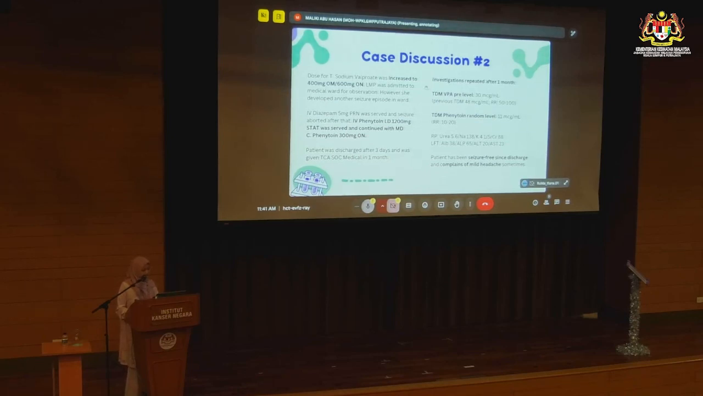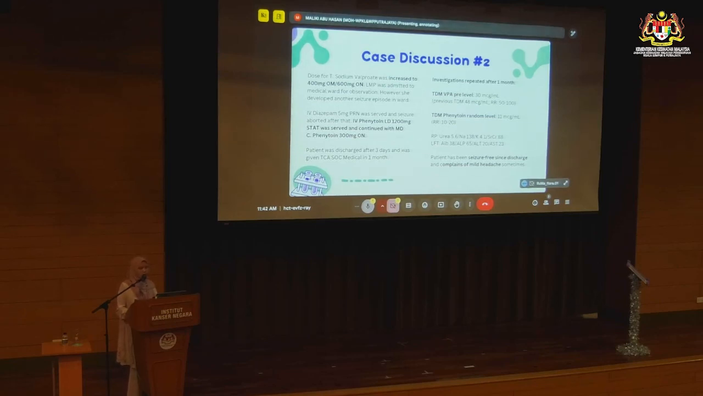So the investigations were repeated after 1 month. They did both TDM now, so you added another drug in the picture. TDM valproate pre-level is 30. TDM phenytoin random level is 11. If you can see here, previously when she came in last time, we actually increased the dose, but the previous TDM was 48. Now it's 30. And phenytoin is something new here. The patient has been seizure-free since discharge and complains of mild headache sometimes.